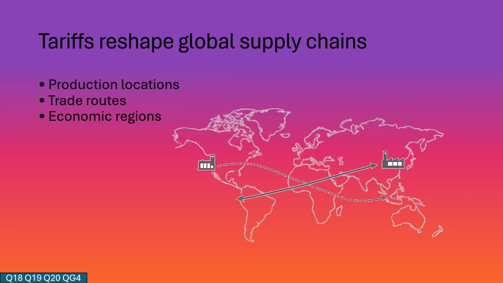When tariffs increase trade costs, companies may adjust their supply chains. Production might move to countries with lower trade barriers. Trade routes can shift. Some regions may gain economic importance, while others may lose competitiveness. Over time, tariffs can reshape global economic geography.